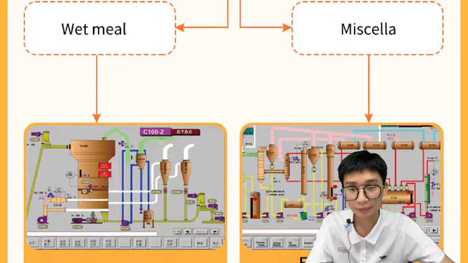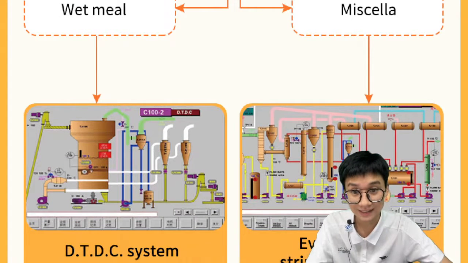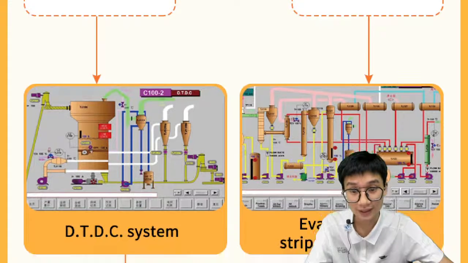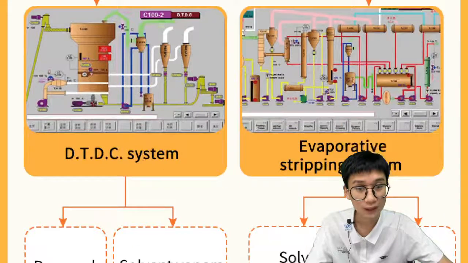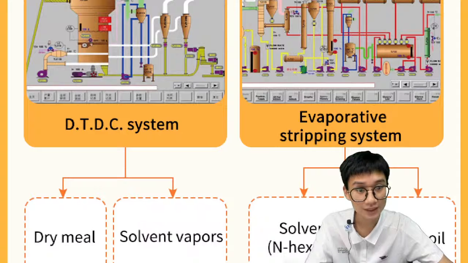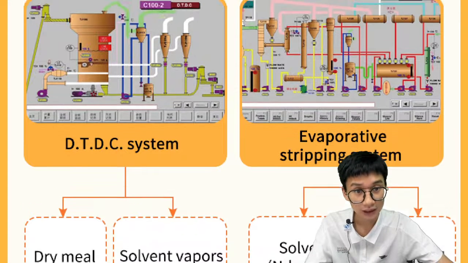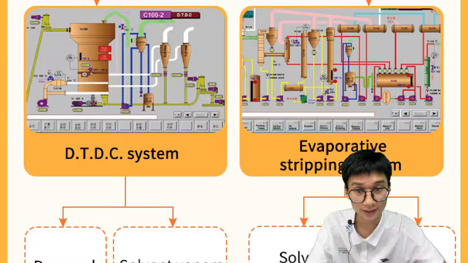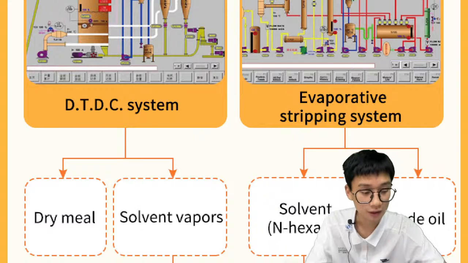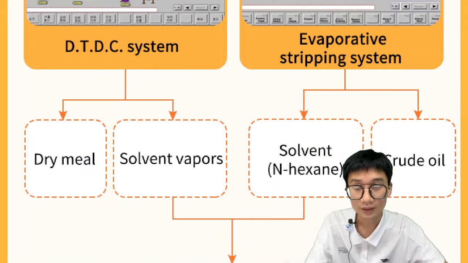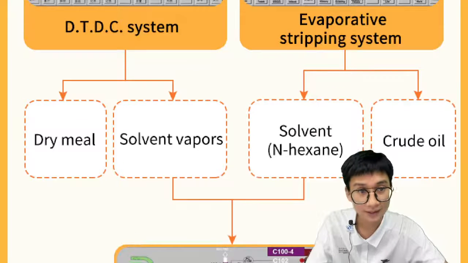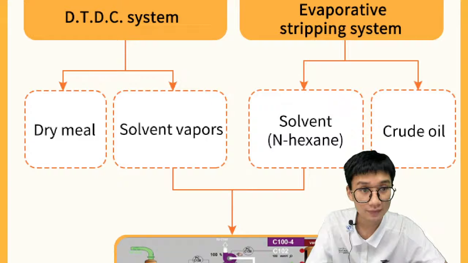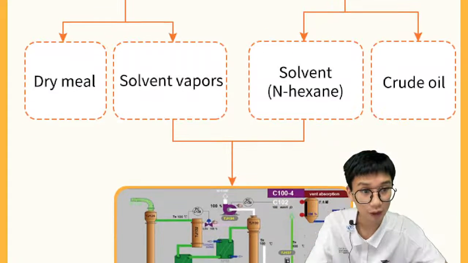And as for the wet meal, we do have a DTDC system to fully evaporate the hexane. And as for the miscella, we have the evaporative stripping system, and later you can get information from here, and later we will show you the 3D videos about how we obtain the solvent extraction way. So by using the DTDC system, we will get the dry meal and the solvent vapors. And with the evaporative stripping system, we will get the solvent, which is the hexane, and we will get our crude oils.